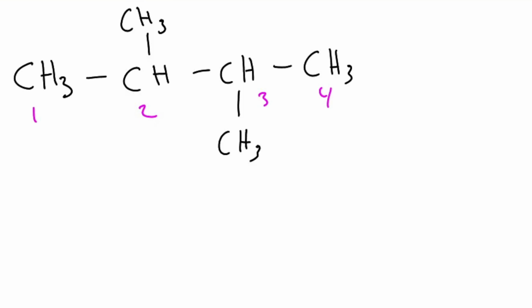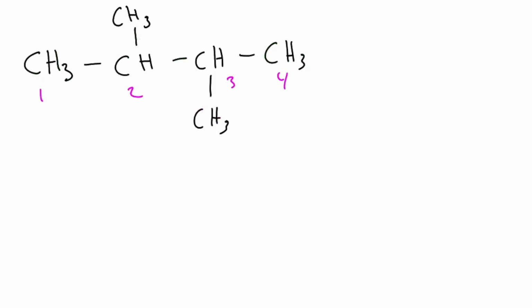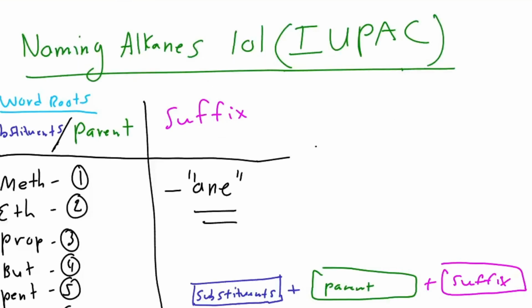The longest chain is 4. So right, if it's 4 carbons, it's but. So we know that our ending would be butane, right? The ane, because it's an alkane, all right? And what would our substituents be?